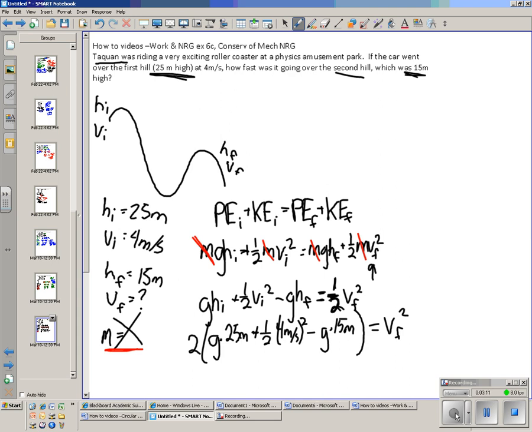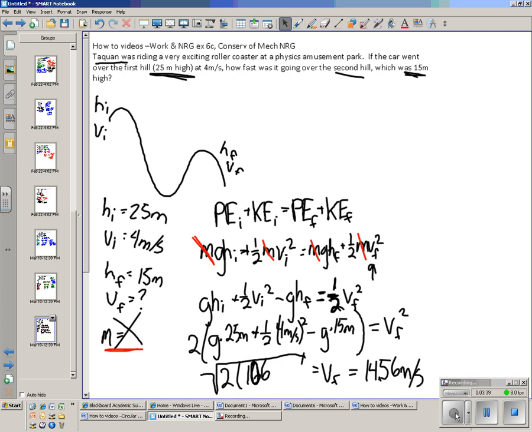Tap, tap, tap, I take the square root of this whole business. It's 2 square root, all that stuff in the parenthesis is 106, and then I have that as equal to my final velocity. I finish solving and I get 14.56 meters per second. So that's lovely.